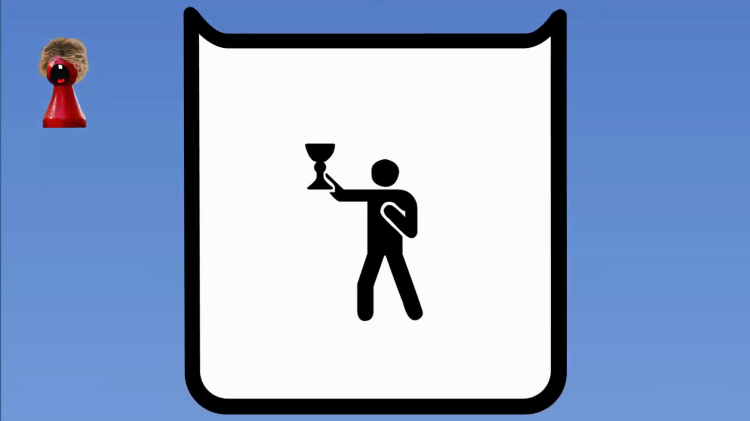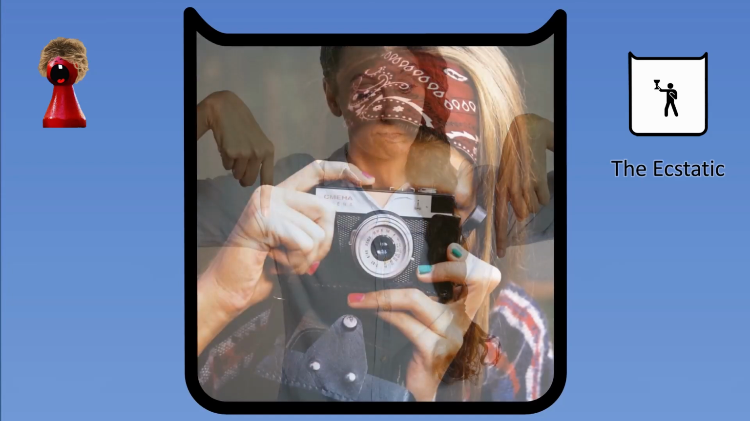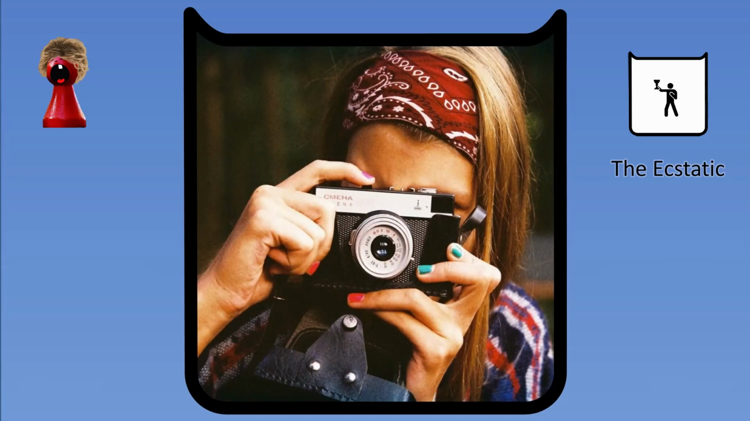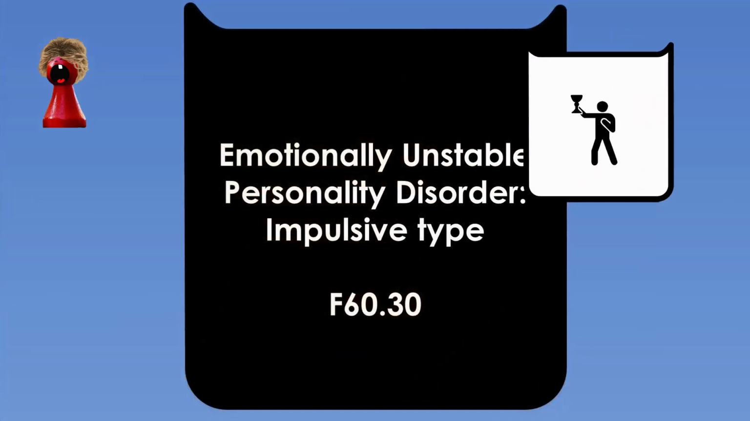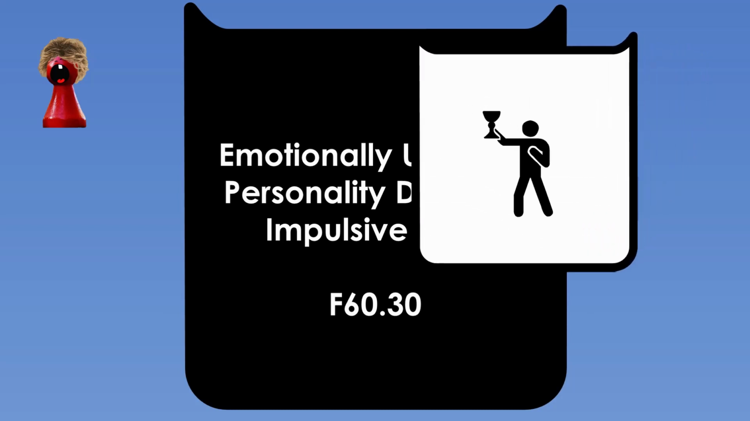The Ecstatic. Living in the here and now. Often acting spontaneously and living out one's creativity? Do you recognize yourself in this? Then the archetype of the Ecstatic is strongly developed in you. The impulsive type of the emotionally unstable personality disorder is the pathological form of this archetype.